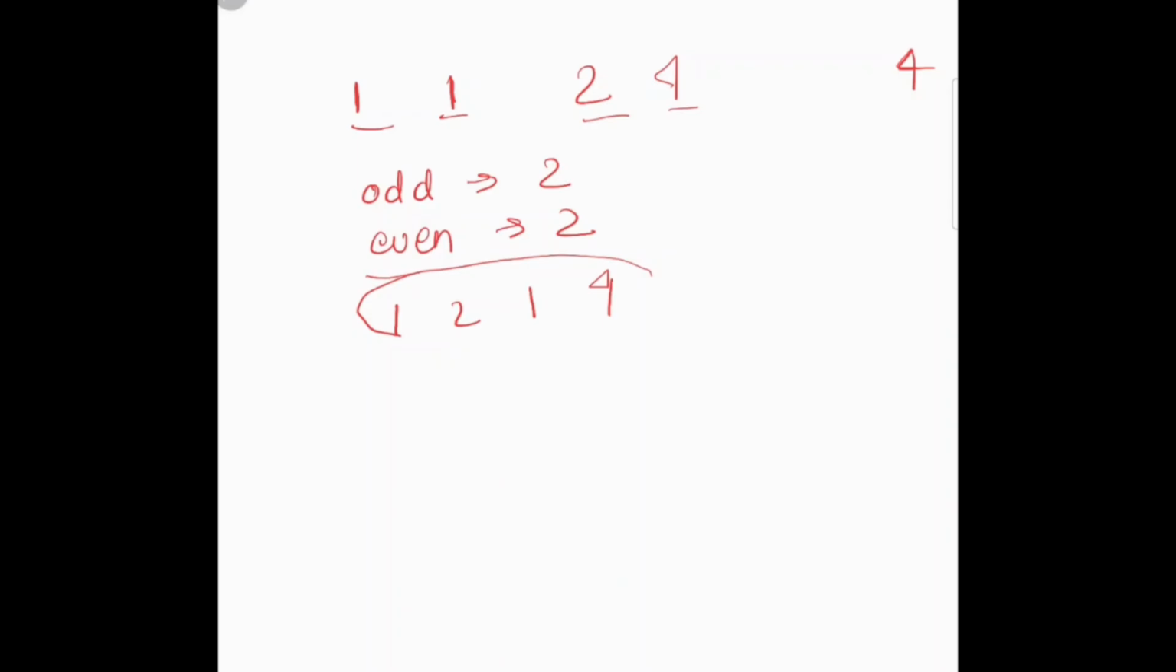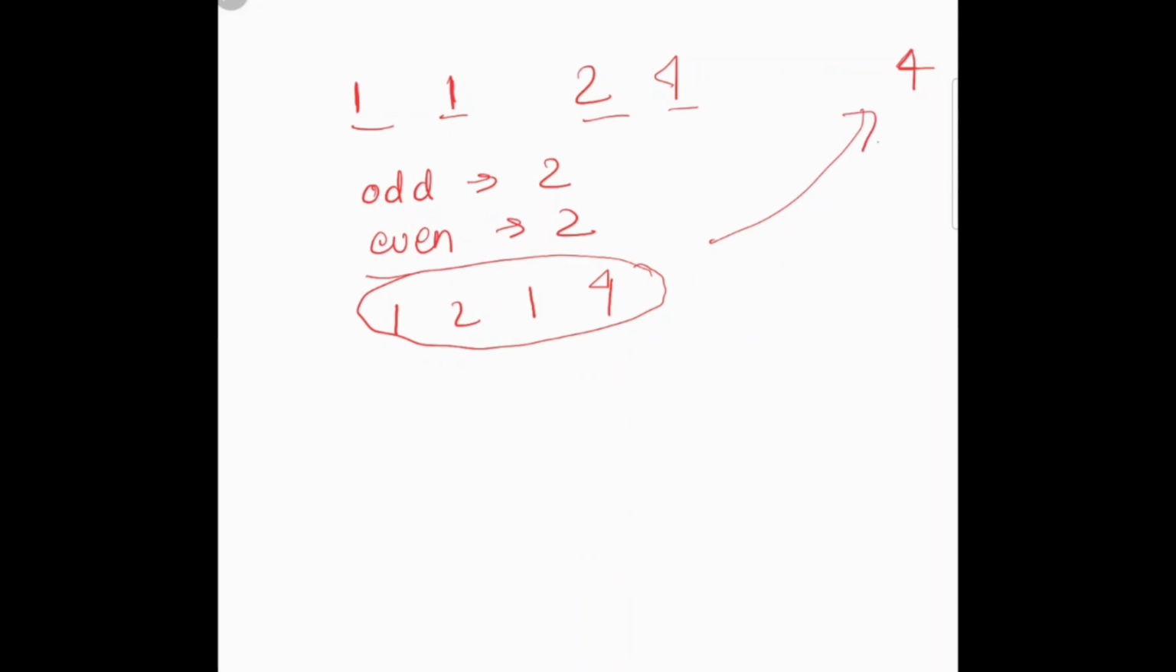1, 1, 2, 4. Here our answer is 4. Okay, let us see how many odd and even numbers there are. There are two odds and the number of evens is 2, that is 2 and 4. Since the number of odd and even elements are equal, we can keep one odd, one even, one odd and one even. So this can be the maximum size of the subset which follows the order odd, even, odd, even. So our answer is 4 in this case.